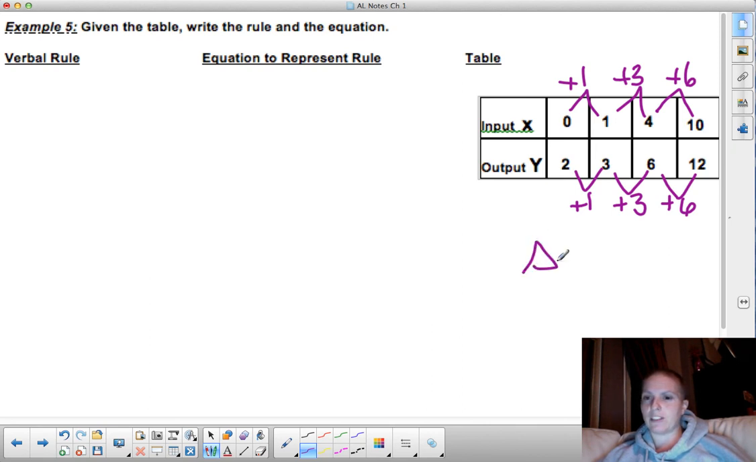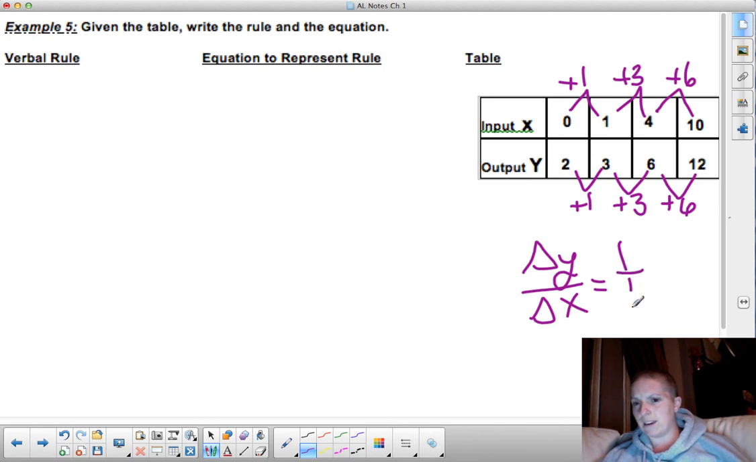So my change in y over my change in x is equal to, well, that pair is 1 over 1. Change in y is 3 over 3. Change in y, 6. Change in x, 6. So that no matter what, my change in y over change in x does in fact happen to be 1.